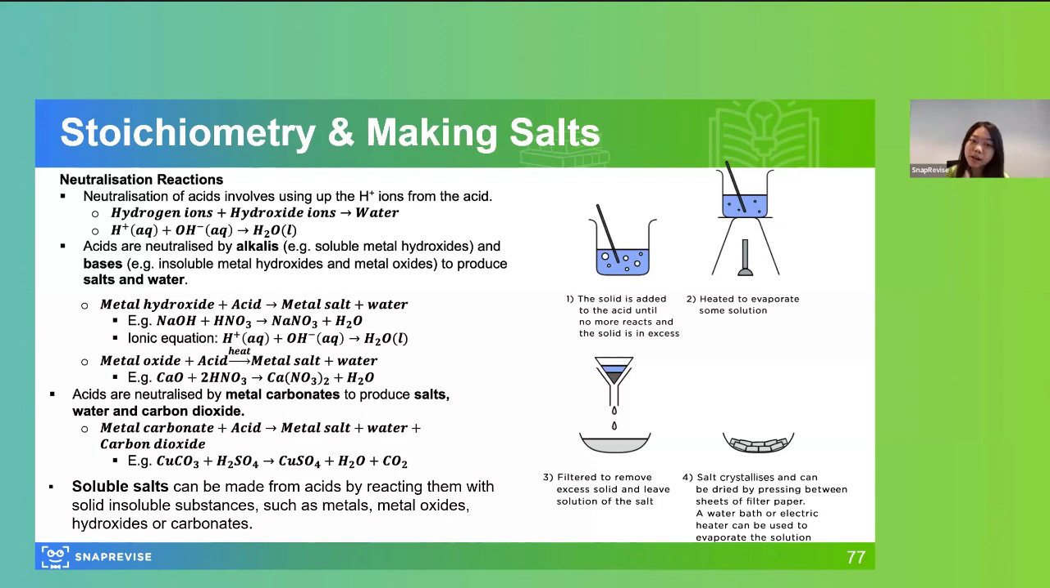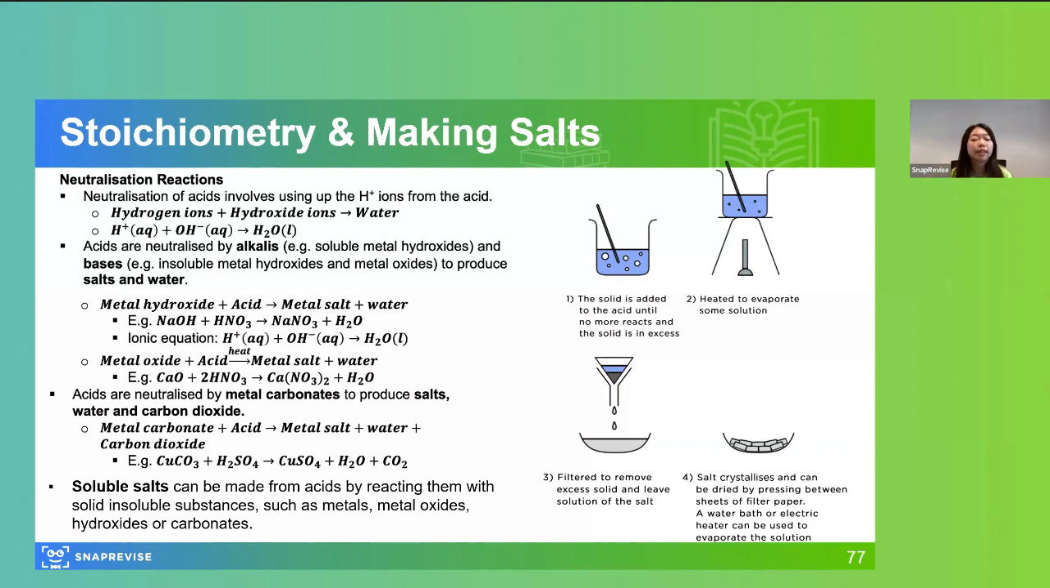You can see from this equation, it's hydrogen ions plus hydroxide ions giving you water. That is the equation right there: H+ + OH- gives you H2O. Acids are neutralized by alkalis generally and bases, and this gives you salts and water. That's the general equation you're going to be getting. I want to emphasize this as well: if you are writing equations for neutralization reactions, the ionic equation is always going to be H+ + OH- gives you H2O. If it's a neutralization reaction, there is no other ionic equation. That just makes it simpler for you to understand.